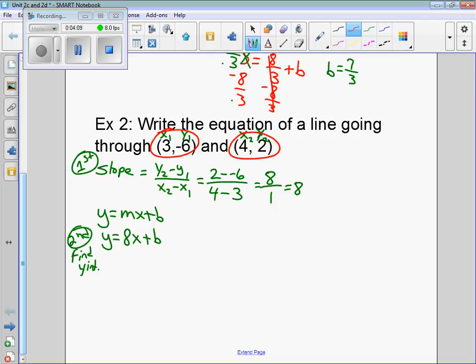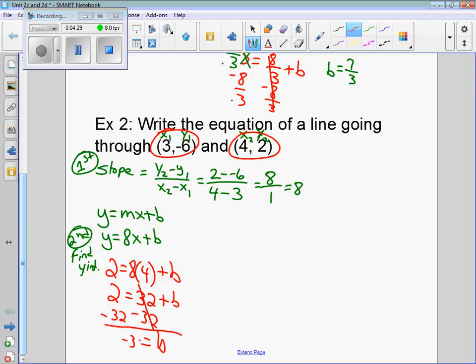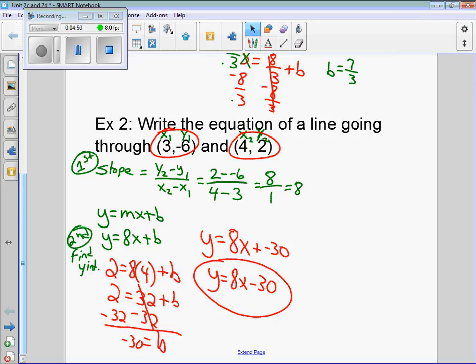So we have the y is 2, the x is 4. Now we'll just solve for b. So b equals -30. So we have the equation y equals 8x, and it's plus b, so it's plus -30, and usually we don't leave it as plus negative, so it should be y equals 8x minus 30. So that's slope-intercept form.